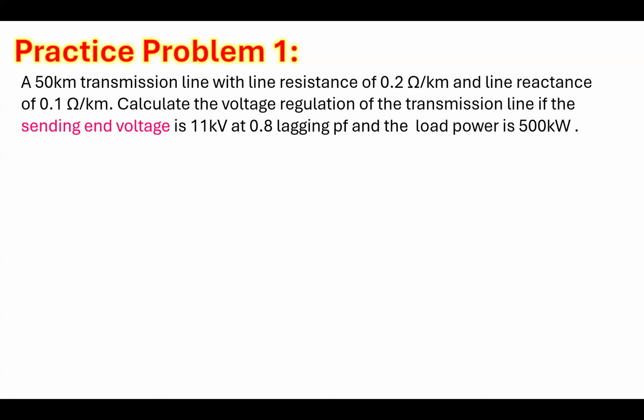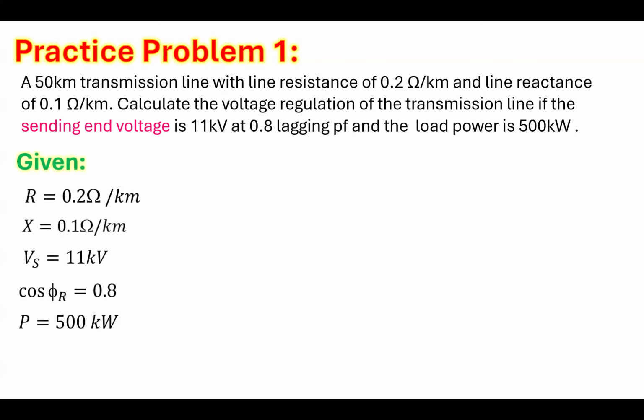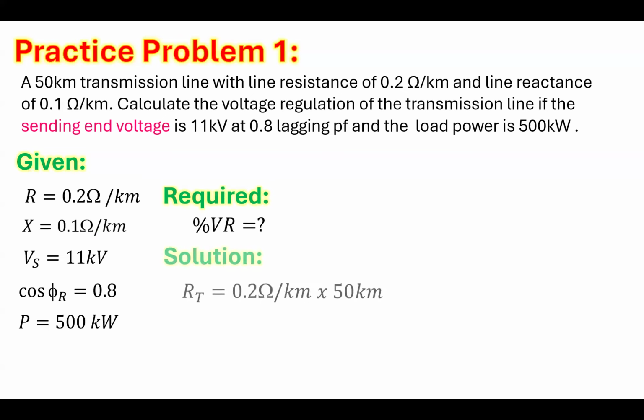So, having this problem, we can write all the given first. The resistance is 0.2 ohms per kilometer. The reactance is equals to 0.1 ohms per kilometer. The sending end voltage is 11 kilovolts. The power factor or the cosine phi at the receiving end is 0.8 lagging power factor, while the power or the load power is 500 kilowatts. And we are asked to solve for the percentage voltage regulation.